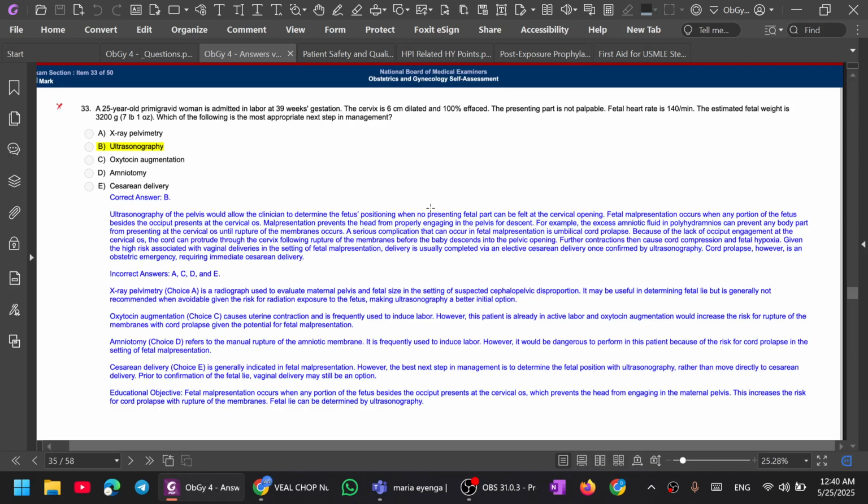It's not oxytocin. Augmentation causes uterine contraction and is frequently used to induce labor. However, this patient is already in active labor, and oxytocin augmentation will increase the risk for rupture of membranes with cord prolapse given the potential malpresentation. And it's not C-section. It's generally indicated in fetal malpresentation. However, the best next step in management is to determine the fetal position with ultrasound rather than moving directly to C-section. Prior to confirmation of the fetal position, vaginal delivery may still be an option.